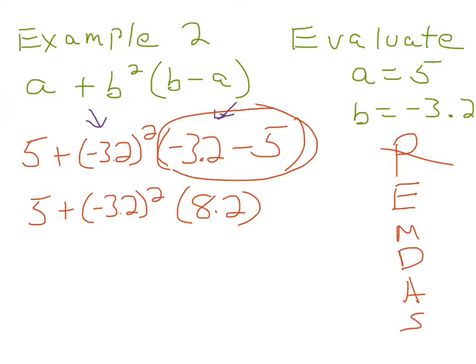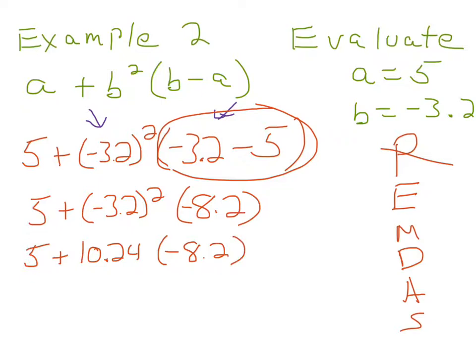I can punch that into my calculator, and I find out that my new expression is 5 plus the quantity 10.24. That's negative 3.2 squared. And that I'm going to need to, whoops, I forgot my negative sign here. That I'm going to multiply by negative 8.2.